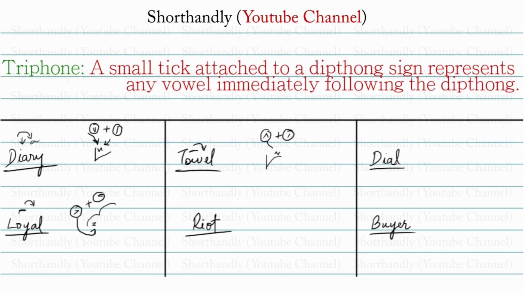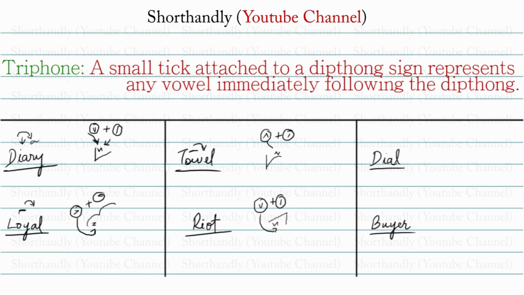Let's move to the next word. We have riot. So the word riot will be written like this. Right, so see, again we first made this I diphthong, and then we attached a small tick to represent our vowel also. Alright, so that's how you make the word riot.